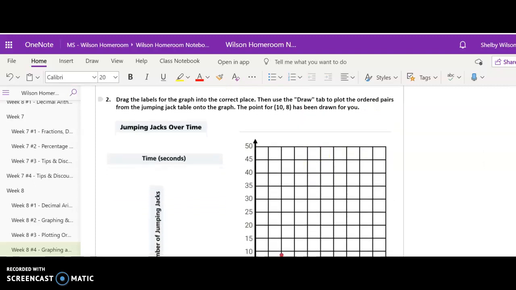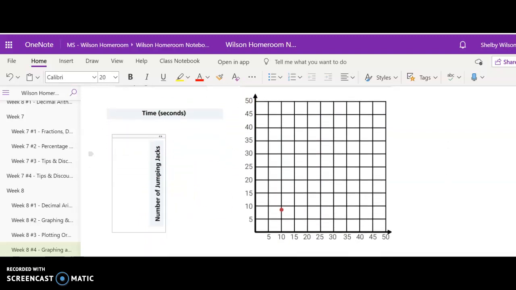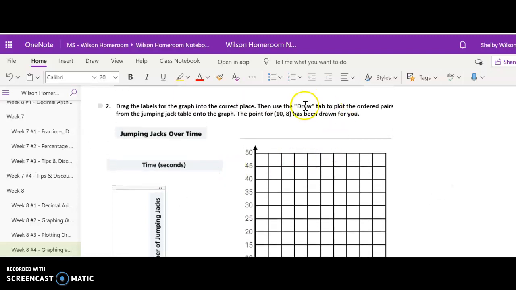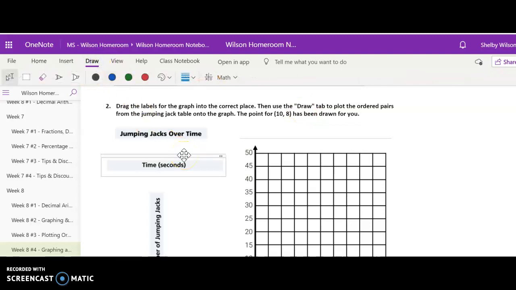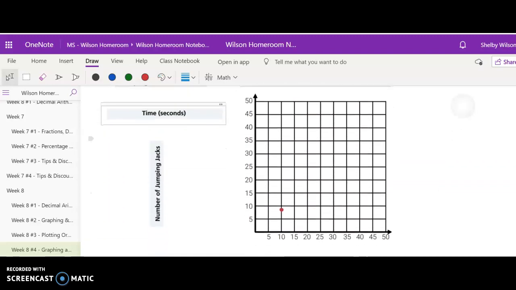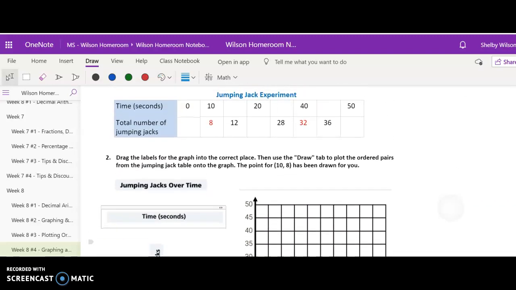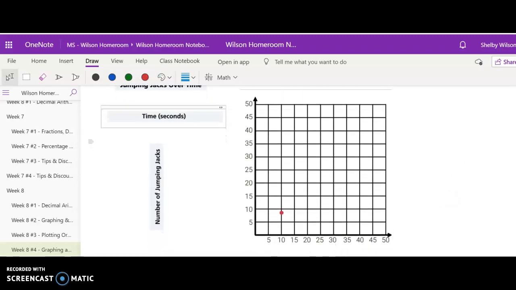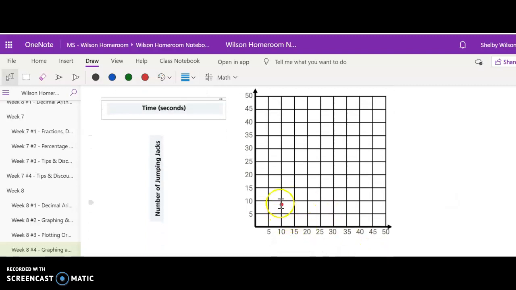And then on number 2, first what we want you to do is drag the labels to the appropriate places. So which one would be the graph title, which one would be the x-axis title, and which one would be the y-axis title. Then what we want you to do is use the draw tab and plot all of the pairs from this table onto this graph. And you'll see that the ordered pair 10, 8, so after 10 seconds he does 8 jumping jacks. That point is plotted for you right there.